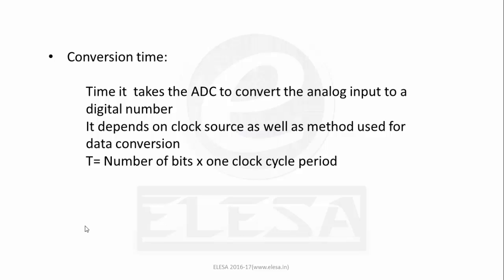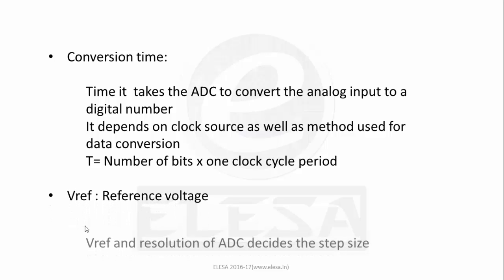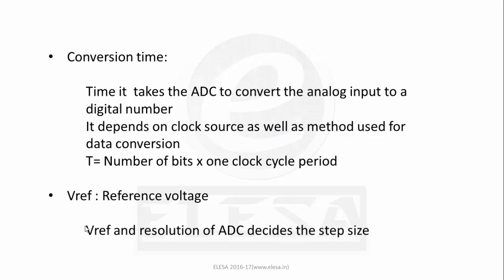Third one is the conversion time. It's the time the ADC takes to convert the analog input to a digital number. Usually conversion time depends on the clock source as well as the method used for data conversion and the manufacturing process as well. And then next one is V reference, that is, reference voltage. V reference and resolution of the ADC decide the step size, and also V reference should not be greater than the input voltage range, because if we keep V reference less than the input voltage, then there may be a chance of losing data.